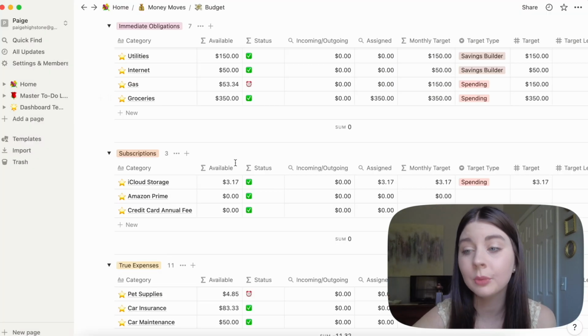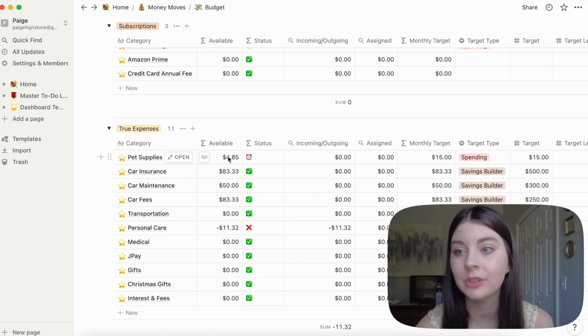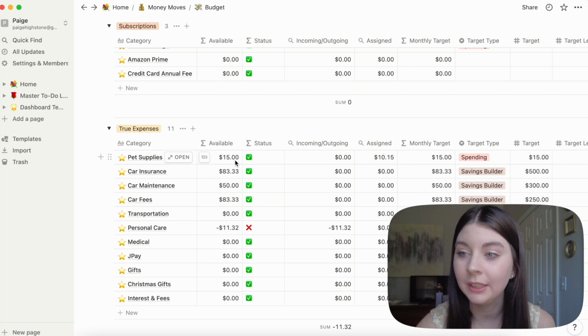So now we have that funded with $3.17. Now I'm going to move down and do pet supplies. So here you'll see we have $485 available, but our goal is to have $15 in here. So I need to add about $10.15 to this goal. Now we have pet supplies fully funded at $15.